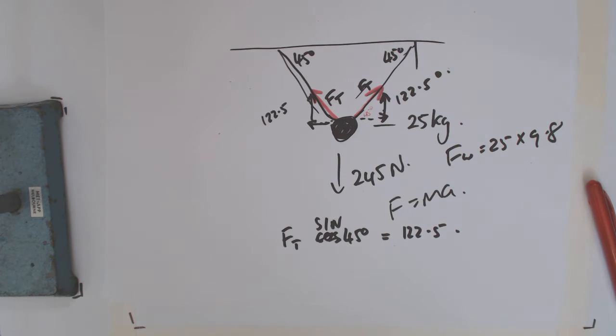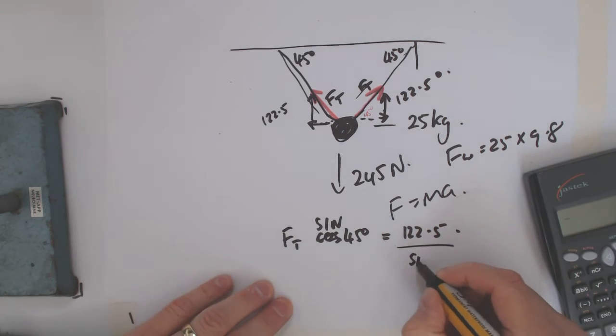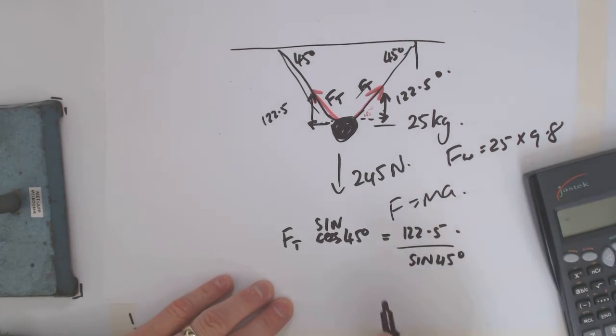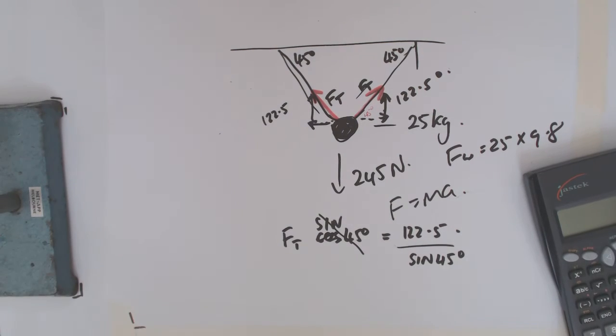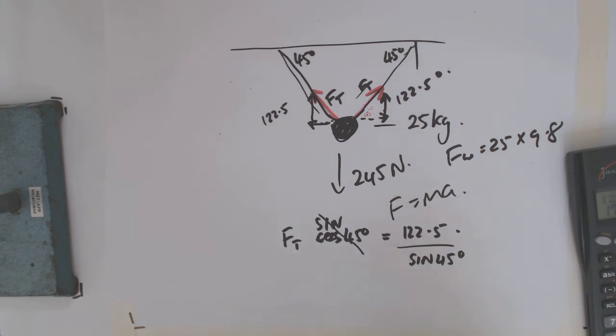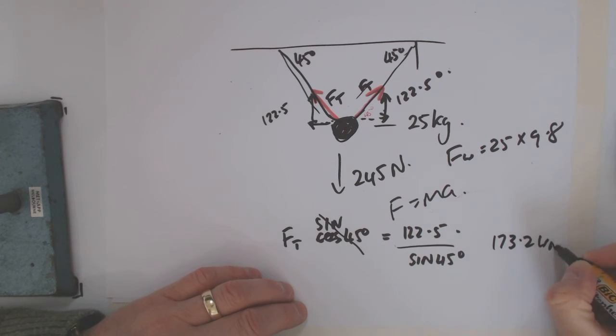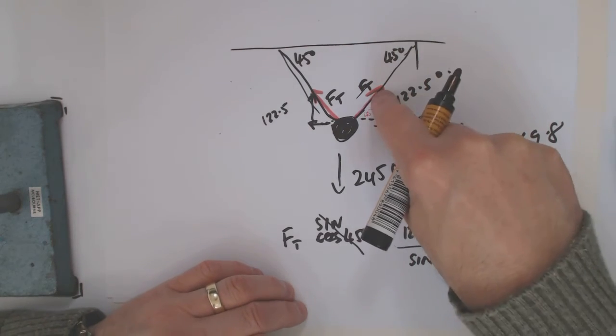But we can now do this. All we need to do is divide 122.5 by the sine of 45, and we'll have Ft. So 122.5 divided by the sine of 45, and we've got 173.24. That'll be newtons. That's Ft.